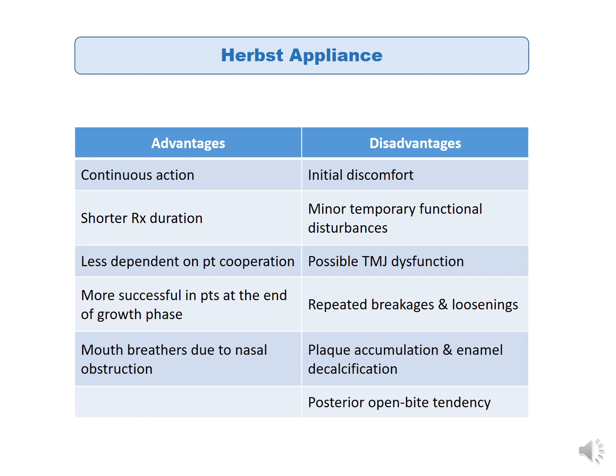Now, the disadvantages of the Herbst appliance are that there is an initial discomfort until the patient becomes accustomed to the appliance. There may be minor temporary functional disturbances, possible temporomandibular dysfunction, and it may give rise to repeated breakages and loosenings of the appliance. Plaque accumulation may also cause enamel decalcification, and there's a tendency towards a posterior open bite.